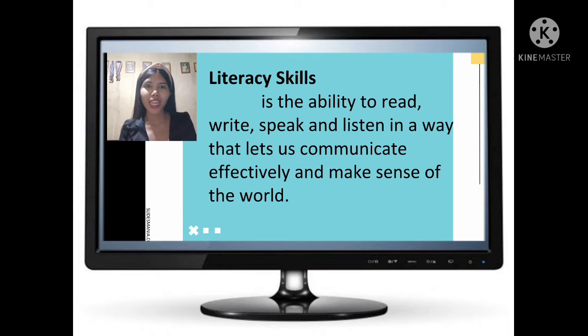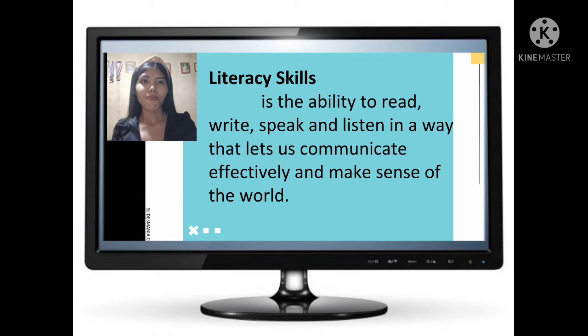Ability to speak, the way we talk, communicate to others, and how we listen to a certain story, how we listen to an instruction of the teachers. So these are the literacy skills.